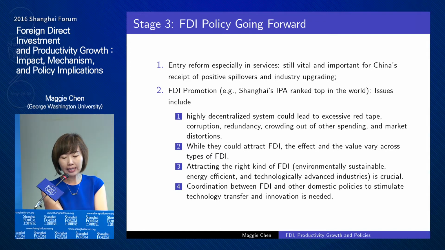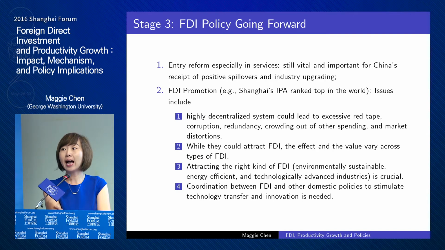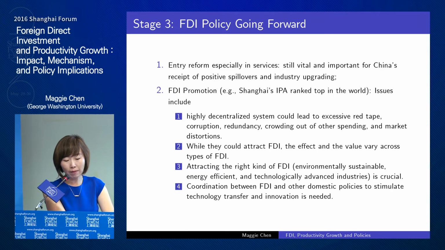And the system is highly decentralized. This could lead to excessive red tape, redundancy, crowding out of other spending at the local municipality level, and market distortions. And also, it's not clear how FDI promotion has worked in the past, whether they are actually effective, and how much FDI and the quality of FDI they have attracted. And we want to attract the right kind of FDI, and we need to have coordination between FDI and other domestic policies if we want to stimulate technology transfer and innovation.